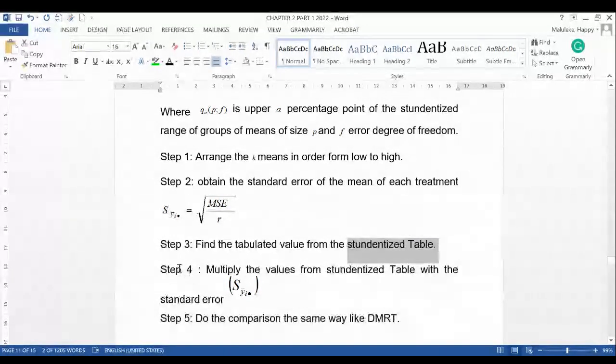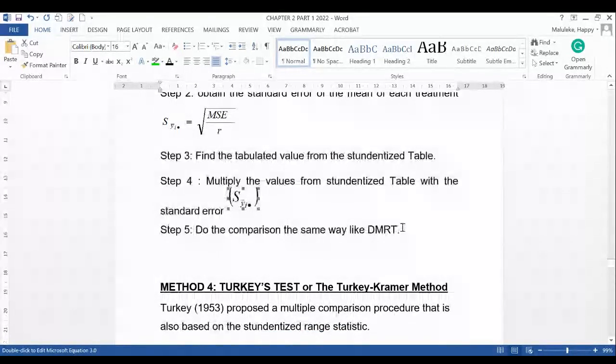And then now, to find the ranges, step number 4, you multiply the values from the studentized table with the standard error. That's step number 3 multiplied by step number 2. The values from the table, you multiply with the standard error. From there, do the comparison the same way as in the Duncan multiple range test.